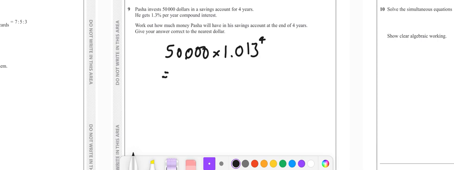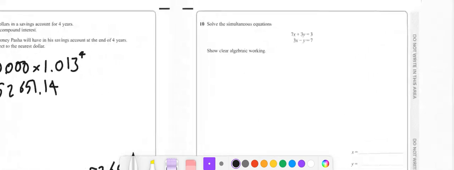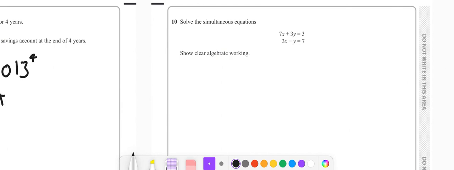So 50,000 times 1.013 power 4 is 52,651.14. So that's going to be 52,651 to the nearest dollar. There we go. Solve the simultaneous equations.